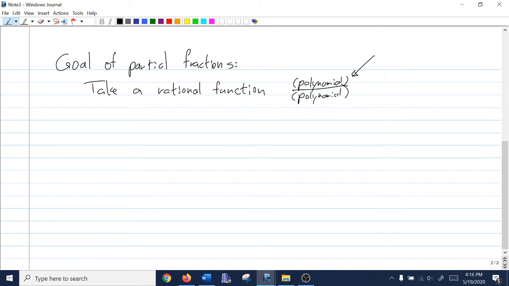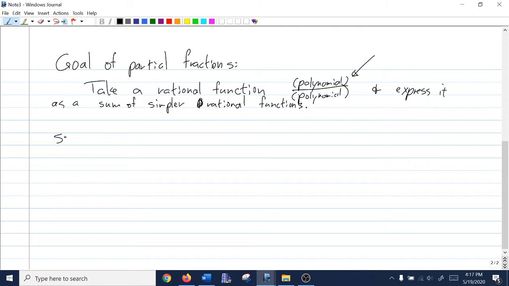Anyway, our goal is to take a rational function and express it as a sum of simpler rational functions. What do we mean by simpler? In particular, we want the bottom to be indivisible. If the bottom factors, you want to break it up into things where the bottom doesn't factor, or at least the bottom is a power of something that doesn't factor. I'll show you what this means.